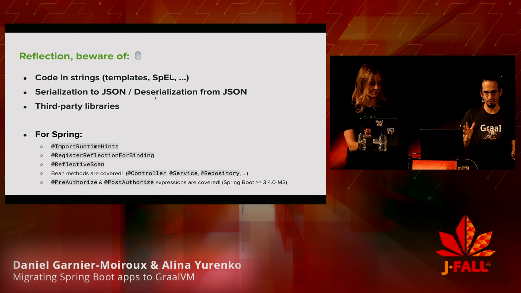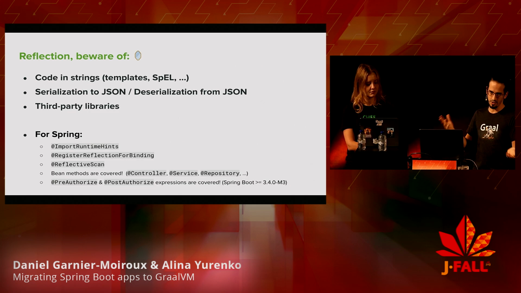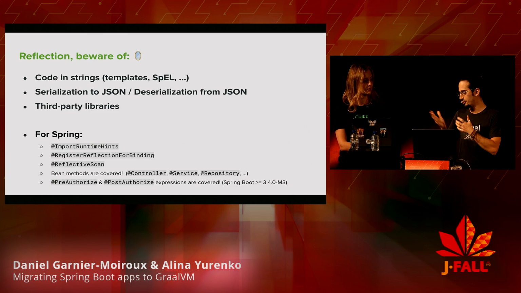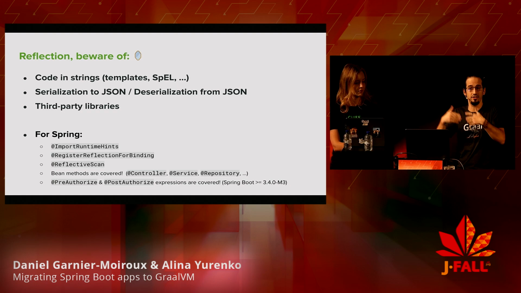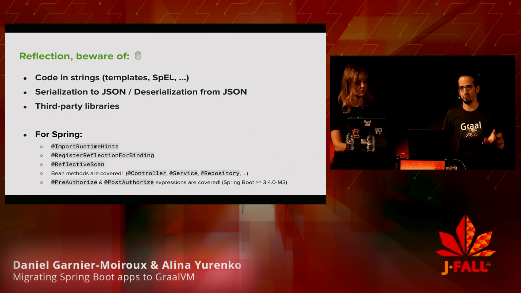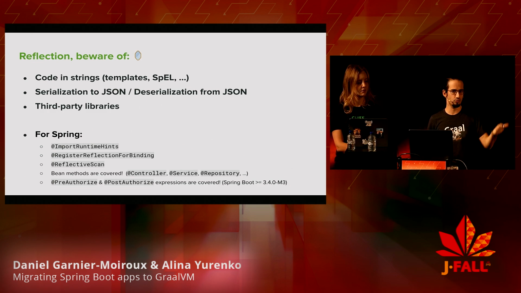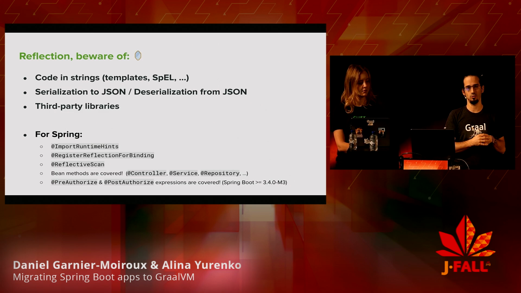So remember, if you're doing stuff that does code to string, string to code, this is where you have reflection problems. So in templates, Spring expression language, serializing, deserializing to JSON, XML, or whatever text format you use. Third parties, libraries that do this may not be compatible as well, right? Or if they serialize your types, then you need to register your types. In Spring, we have APIs to help you do this without having to write the JSON manually. So import runtime hints, register reflection from binding, reflective scan, depending on what you want to do.